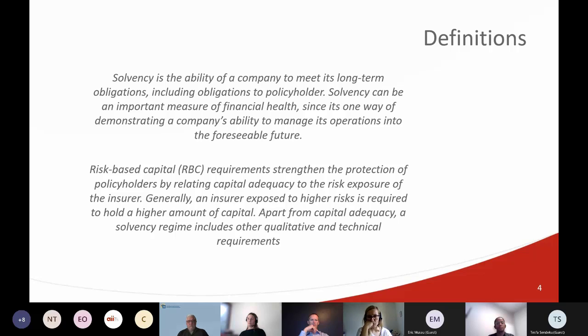And I've just used the word solvency, and you need to be careful when you use that word, or solvent, because it means different things to different people. So if you ask an accountant, you'll get a different answer than if you ask an actuary.